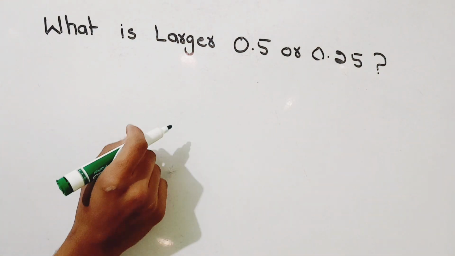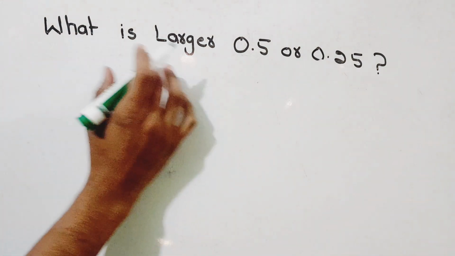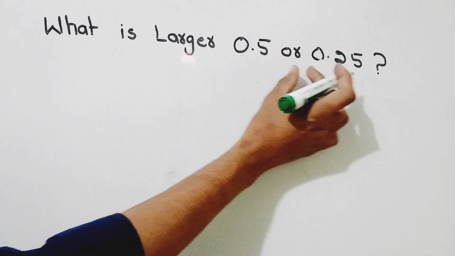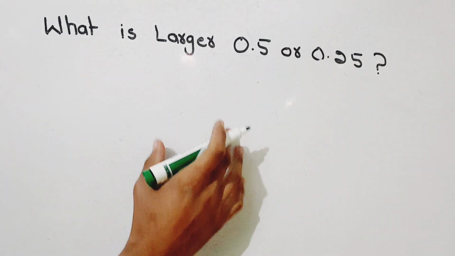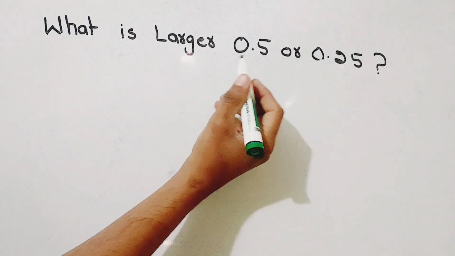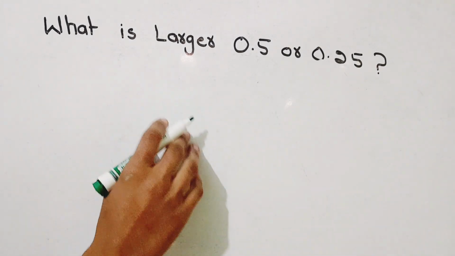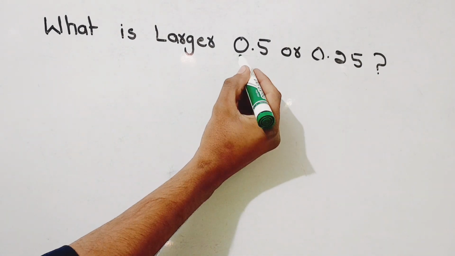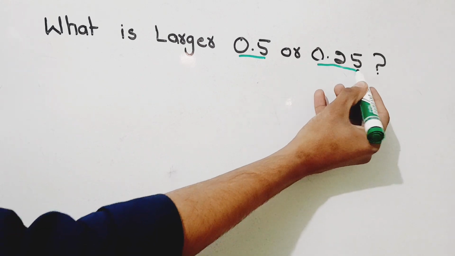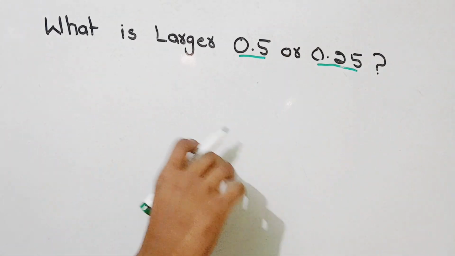There is a question. The question is, what is larger, 0.5 or 0.25? We tell which one is larger. So first of all, we have to see that this is in decimal form and this is also in decimal form. We convert the decimal into a fraction.